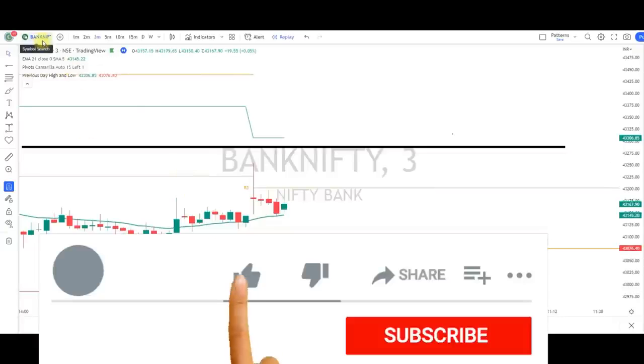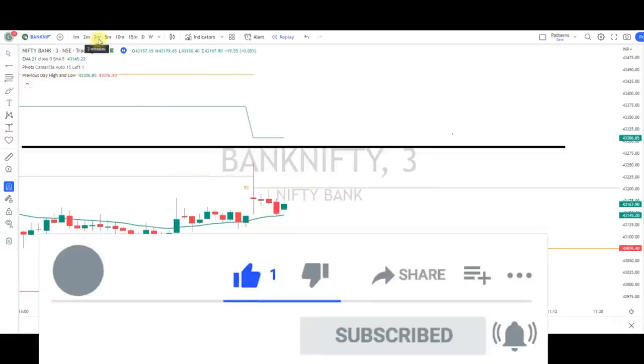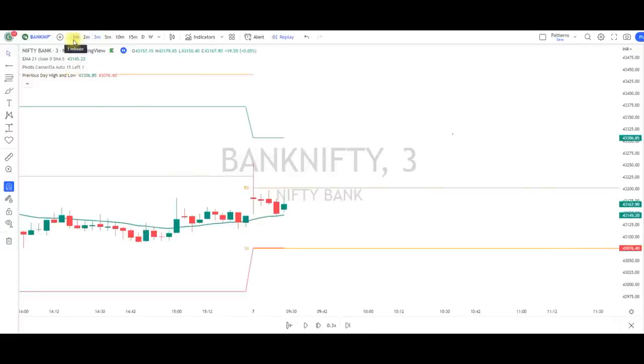This is a Bank Nifty chart. The time frame I have selected is 3 minutes. Either you can select 3 minutes or 1 minute. So now we can see where we got the entry for the scalping trade.